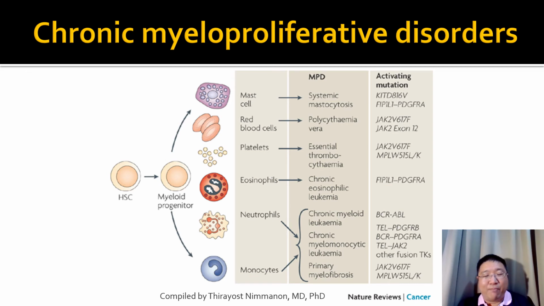So there are many types of chronic myeloproliferative disorders. I think you need to know all of them, but I believe that you have learned about these already in other lectures. The disease examples include systemic mastocytosis, polycythemia vera, essential thrombocythemia, chronic eosinophilic leukemia, chronic myeloid leukemia, chronic myelomonocytic leukemia, primary myelofibrosis.